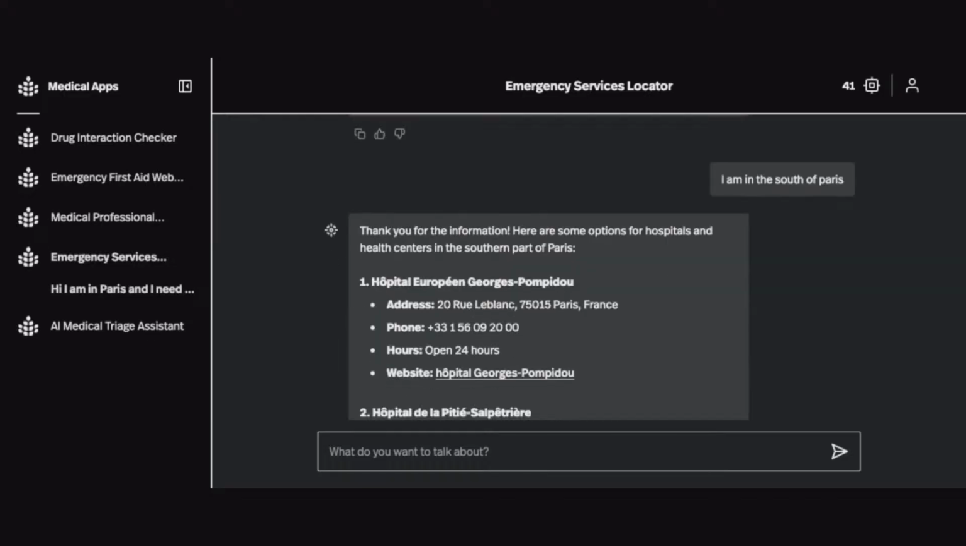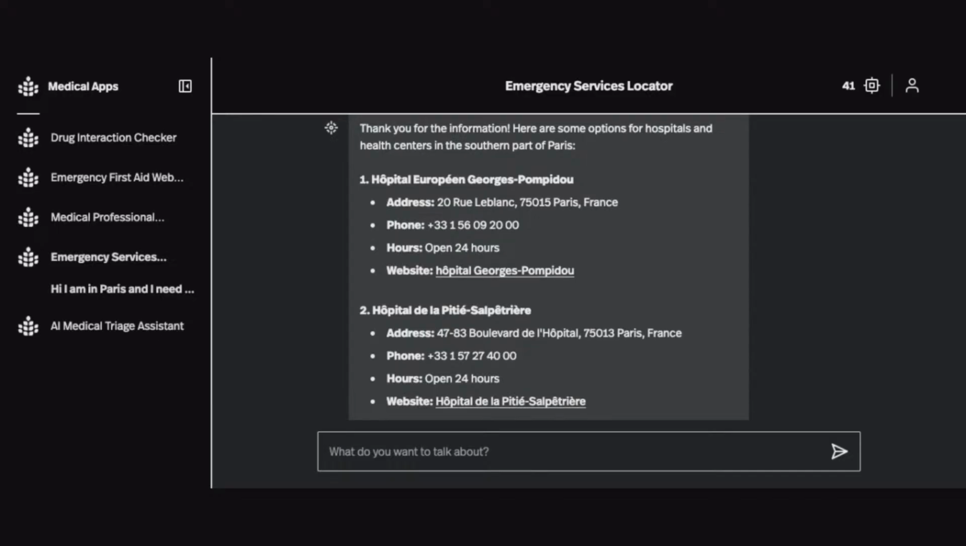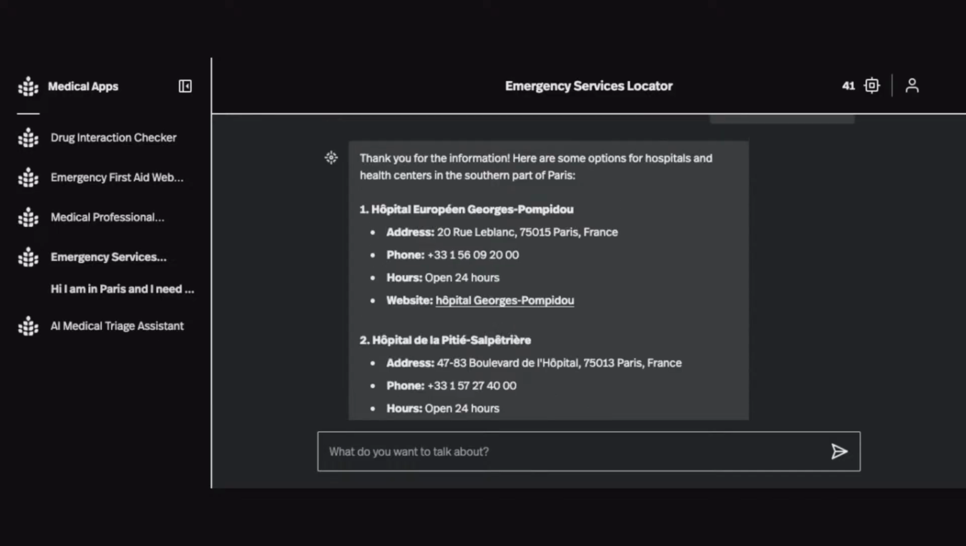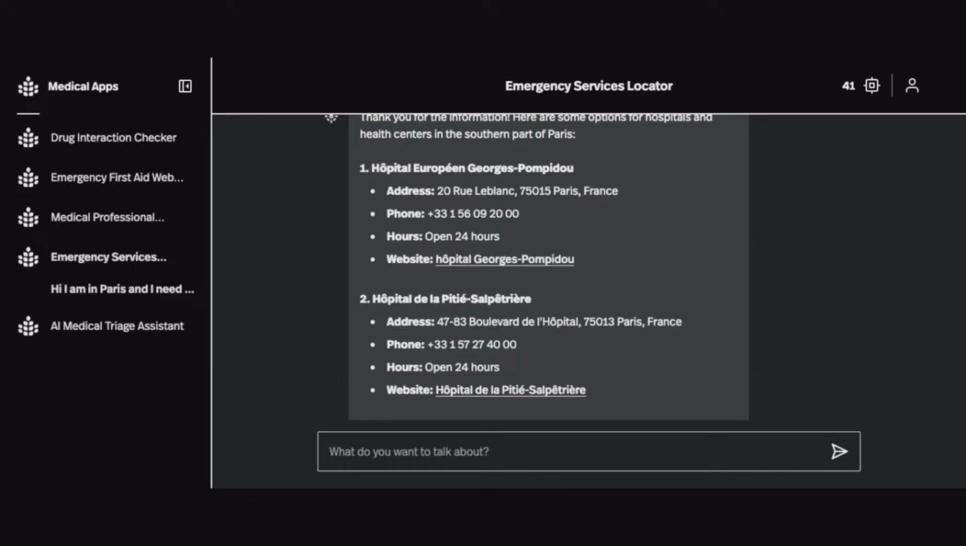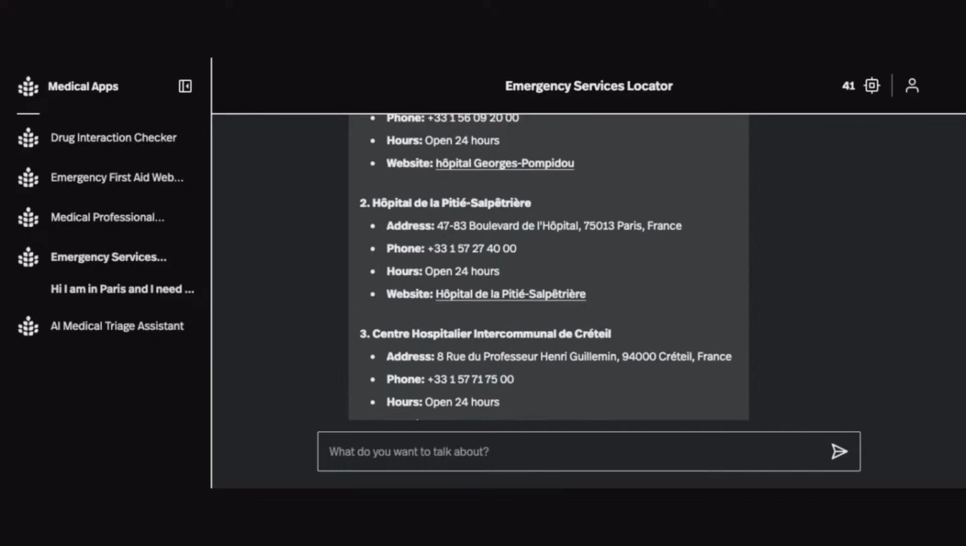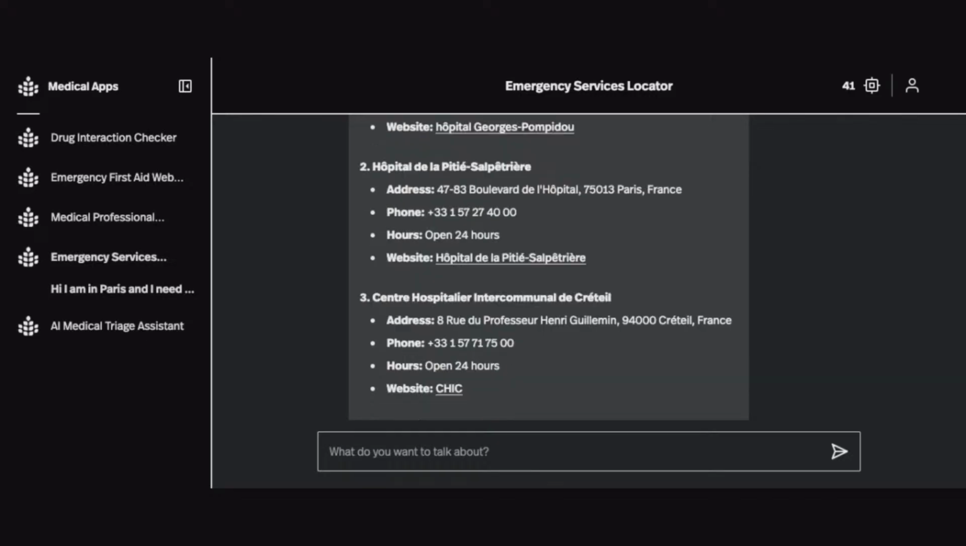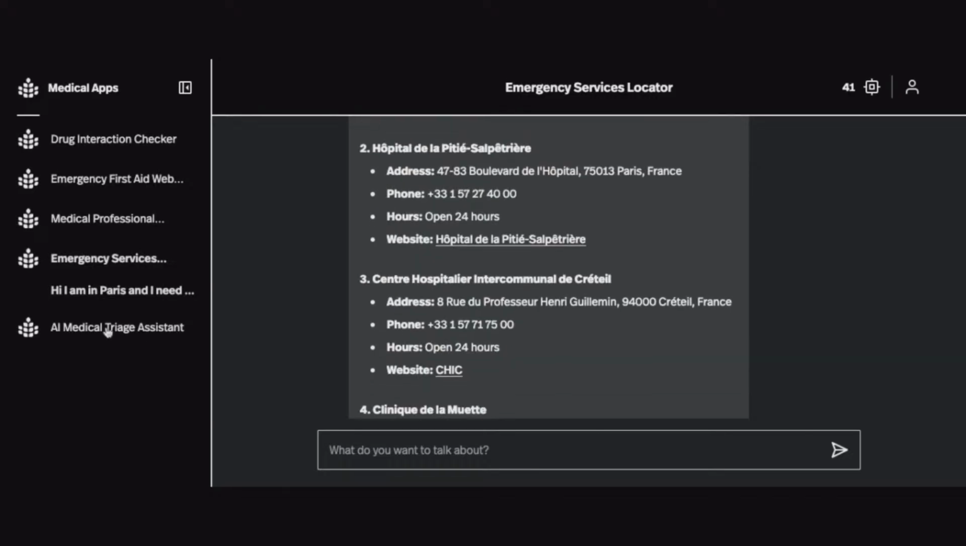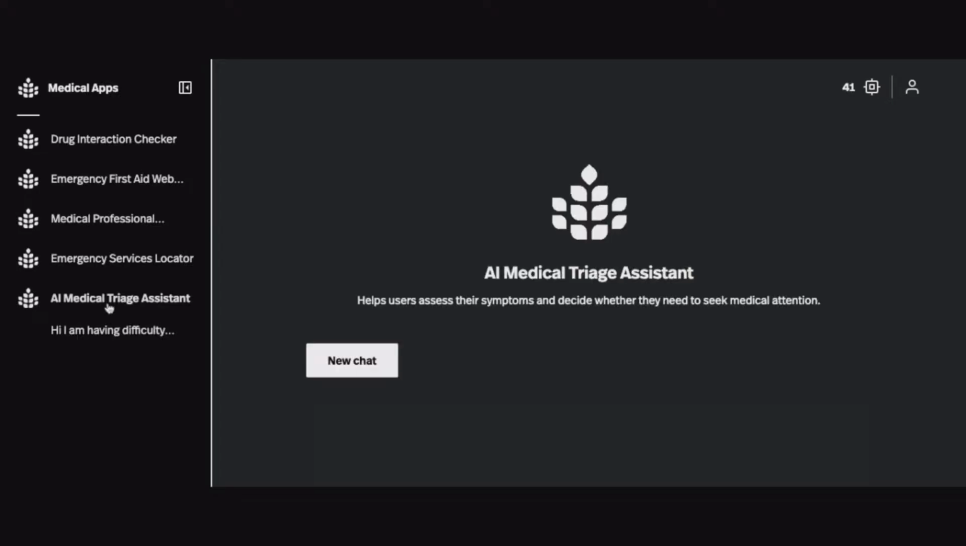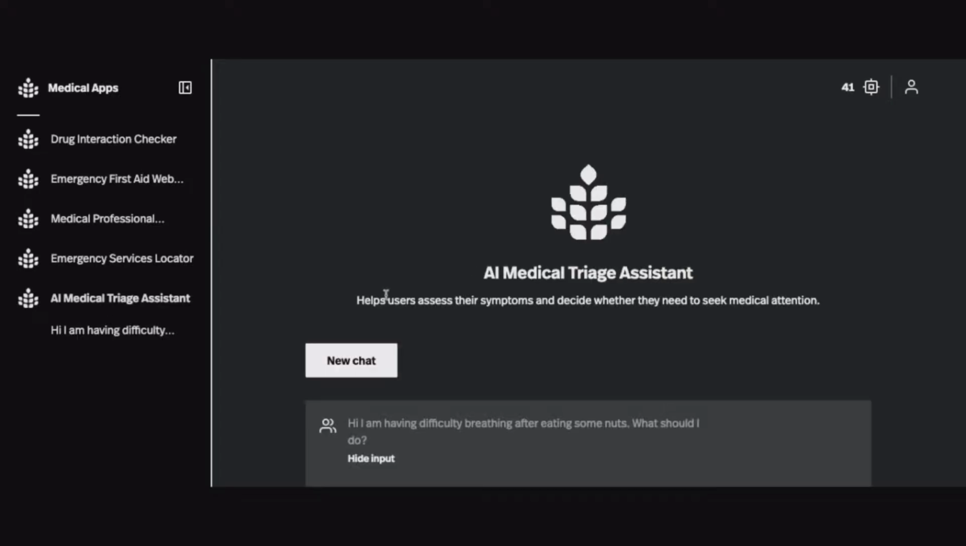Thank you for the information. Here are some options for hospitals and health centers in the southern part of Paris. And as you can see, it gives you all the hospitals that are in that area with the phone numbers, the address, and the hours of operation, as well as the website. We move on to the AI Medical Triage Assistant. It helps users assess their symptoms and decide whether they need to seek medical attention.